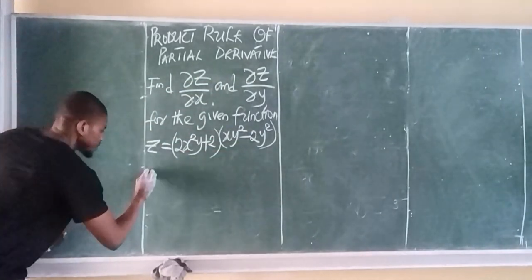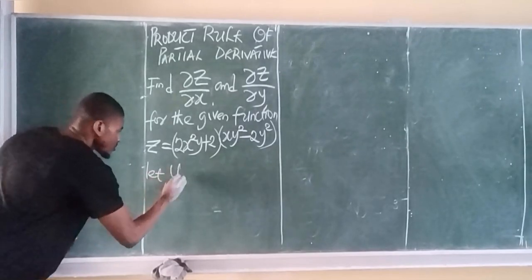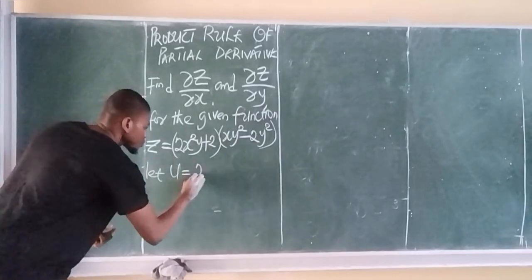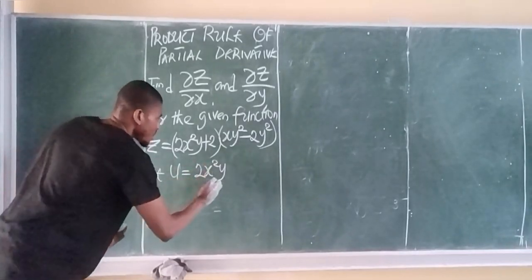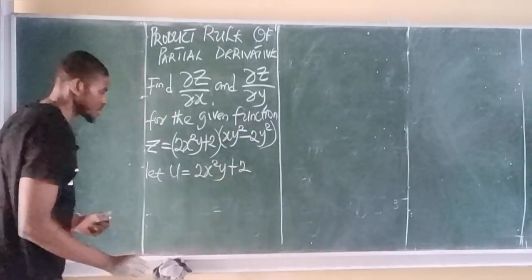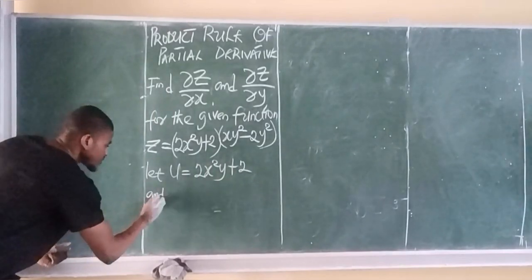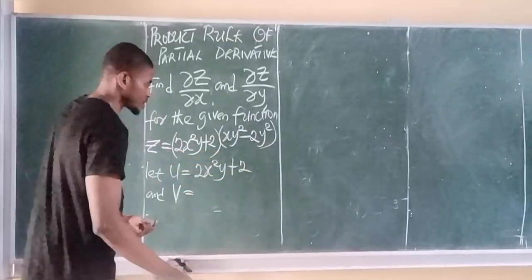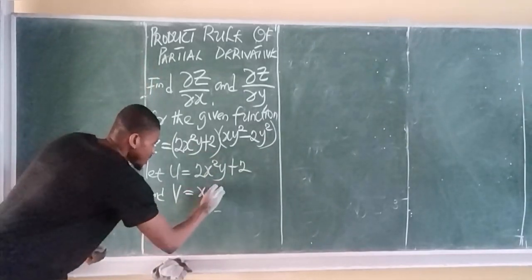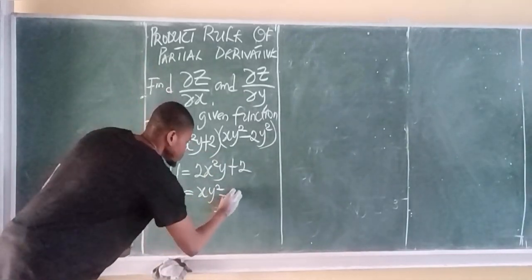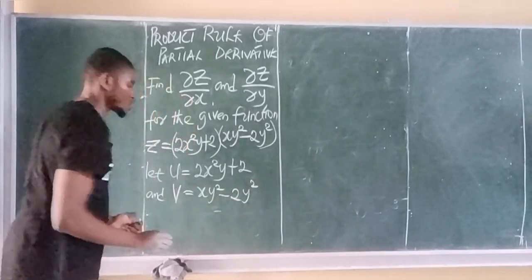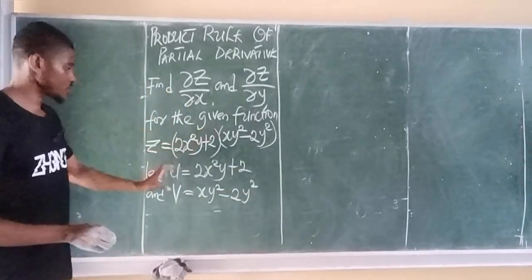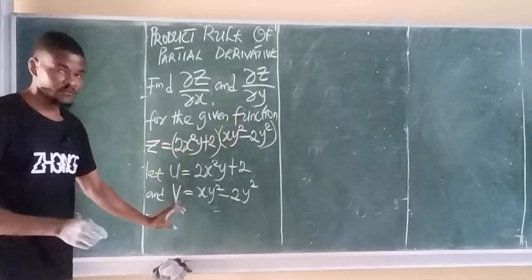I will say let u be equal to the whole of this variable, which is simply 2x squared y plus 2, and let v be also equal to the whole of this variable, which is x y squared minus 2y squared. So I have this. So I'm calling the whole of this variable to be what? U, and the whole of this to be v.